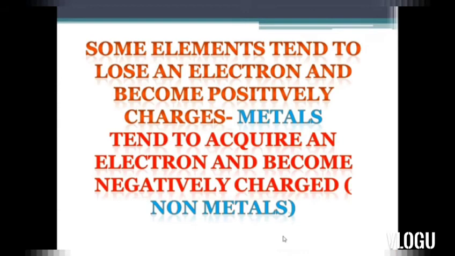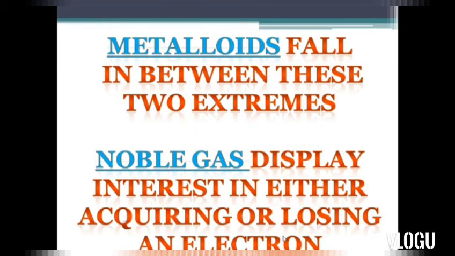Some elements tend to lose an electron and become positively charged. So those are metals. On the other hand, non-metals tend to acquire an electron and become negatively charged. So yung pinag-uusapan po natin dito ay parts ng atom, neutron, protons, at electrons. So balik tayo dito sa pinag-uusapan natin.